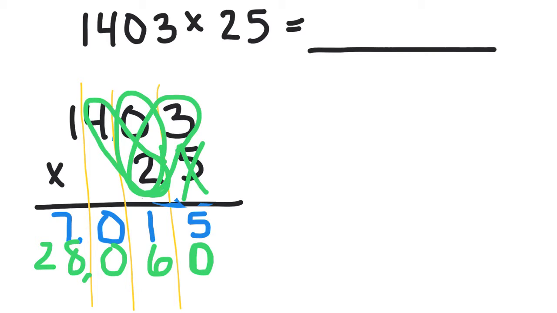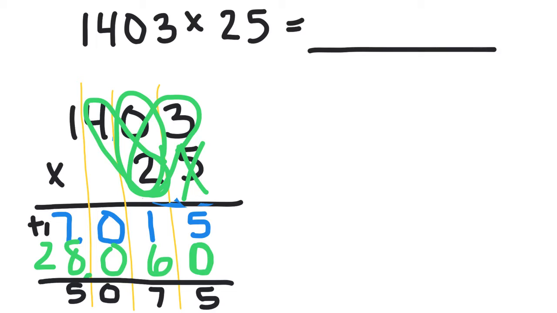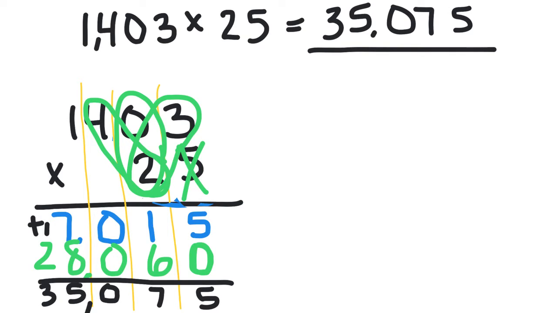And now my last step is to add everything together. 5 plus nothing is 5. 6 plus 1 is 7. 0 plus 0 is 0. 7 plus 8 is 15. Carry the 1. And 2 plus 1 is 3. Add your comma. So 1,403 times 25 is 35,075. And that was the standard algorithm.